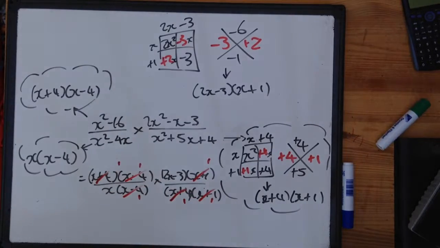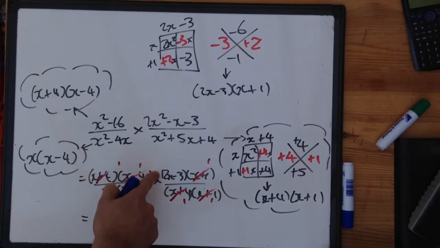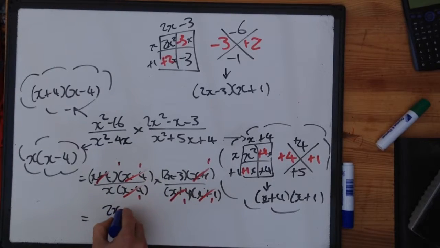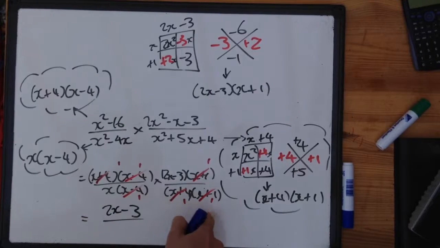So what I'm left with, on the top of my fraction, 1 times 1 is 1, times 2x minus 3 is 2x minus 3, times 1 is 2x minus 3. On the bottom, I'm left with x times 1 times 1 times 1, which is x, and there is my fraction simplified and cancelled down.